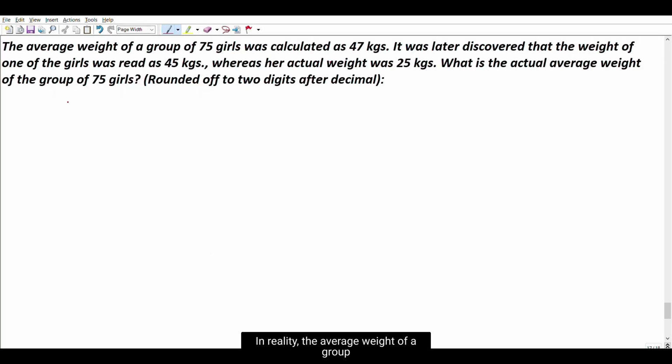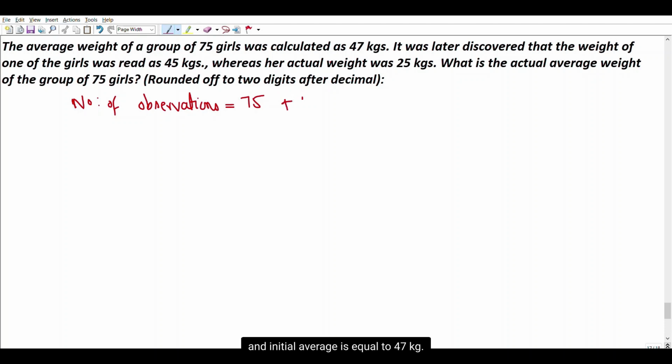The average weight of a group of 75 girls was calculated as 47 kgs. It was later discovered that the weight of one of the girls was read as 45 kg instead of 25 kg. What is the actual average weight of the group of 75 girls? So from the question, we can clearly see that number of observations is equal to 75 and initial average is equal to 47 kg.